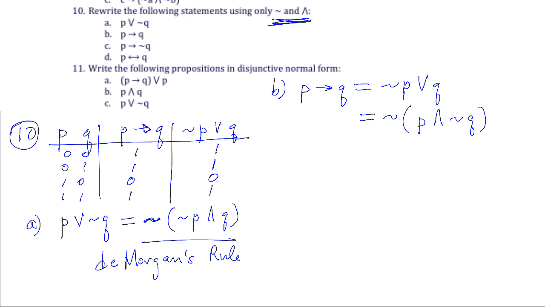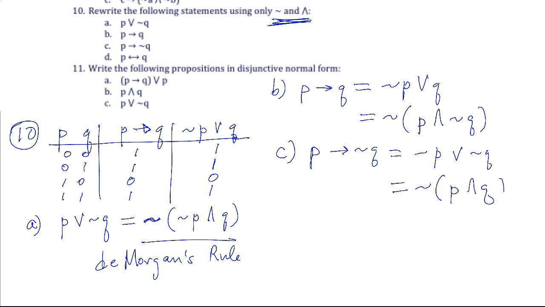So now I've got the whole thing in terms of nots and ands. So that's part B. Part C says if P, then not Q. And that's going to be equivalent to, well, this is just the same as the previous one, except reverse all the Q's. Not P or not Q. And applying De Morgan's to that makes me have a not P and Q. It says they're not both true.